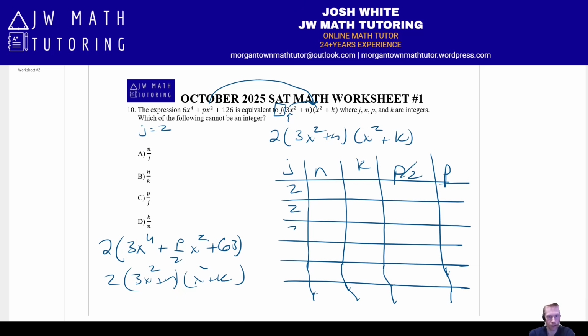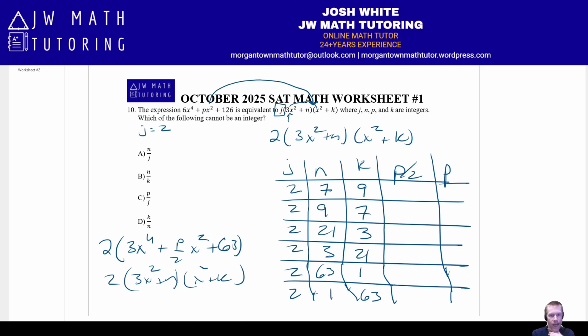So first of all, okay, so now I can fill in the table. J is 2 always. N and k are going to alternate as different possible factors of 63. So n could be 7, which would make k 9, or n could be 9, which would make k 7. N could be 21, which would make k 3, and n could be 3, which would make k 21. The opposite, just switching the numbers. N could be 63, which would make k 1. N could be 1, which would make k 63.